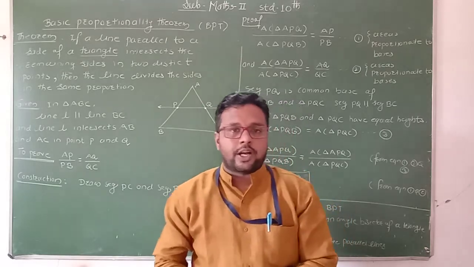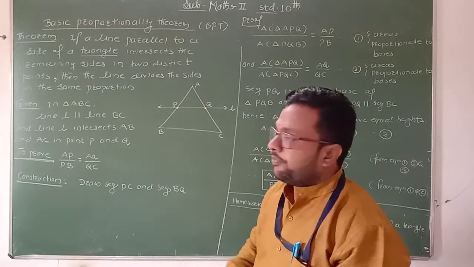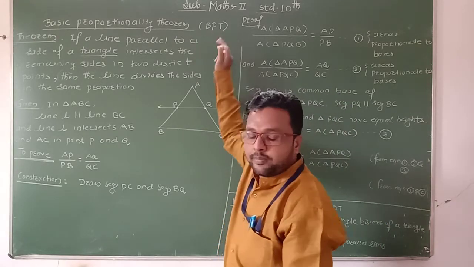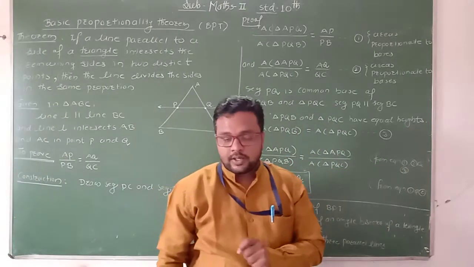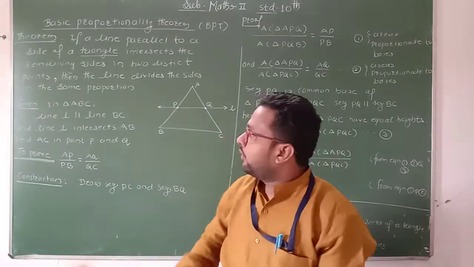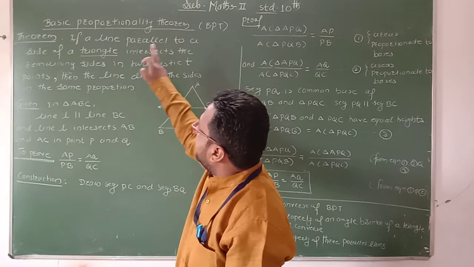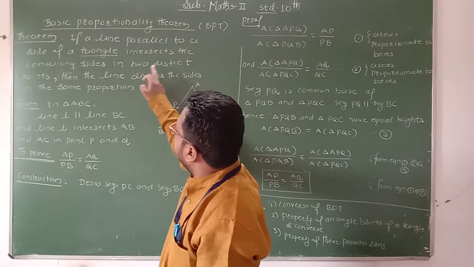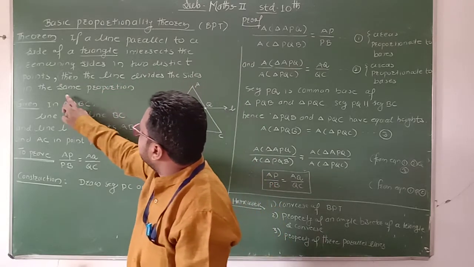In today's video I am going to explain the basic proportionality theorem. In short we call it BPT. Okay, basic proportionality theorem. This is a very important theorem from the exam point of view. Now what is the statement given for the theorem? If a line parallel to a side of a triangle intersects the remaining sides in two distinct points, then the line divides the side in the same proportion.